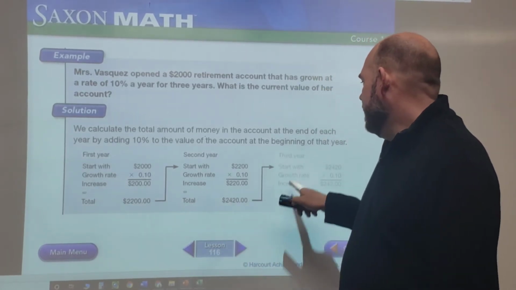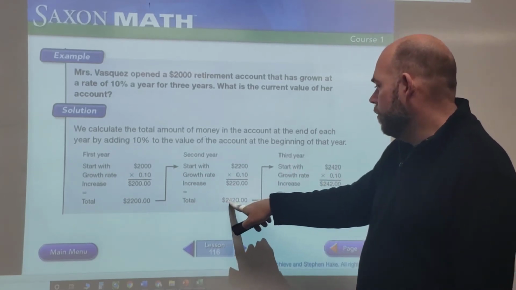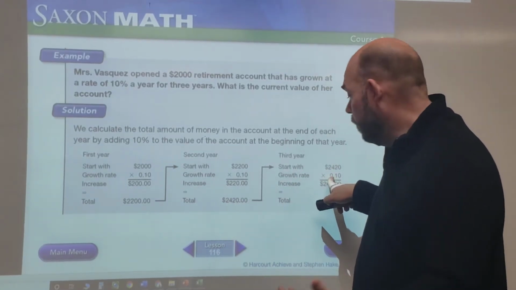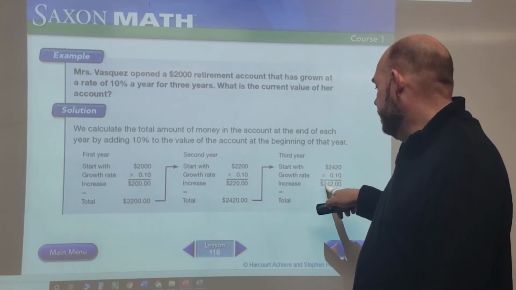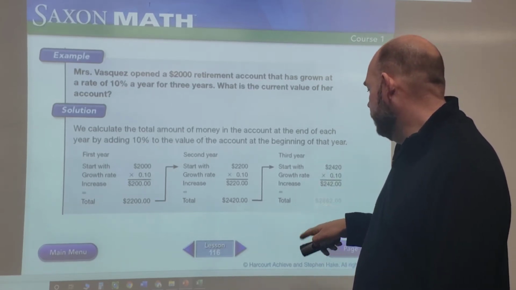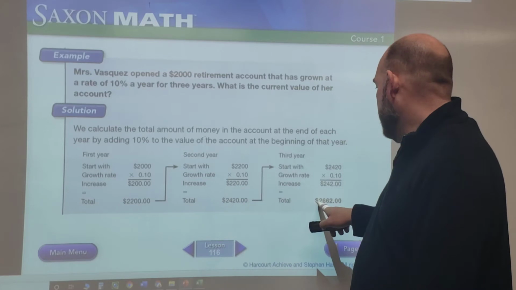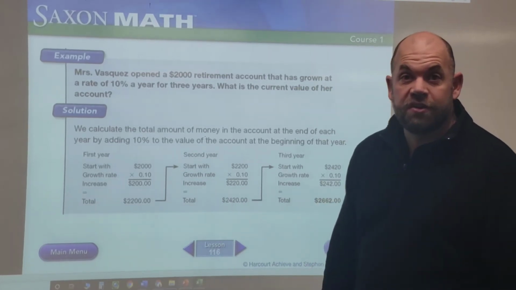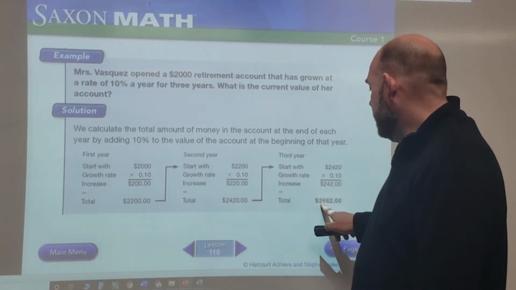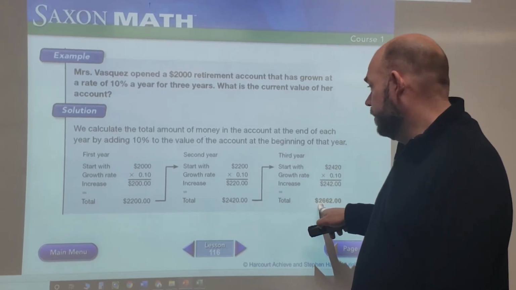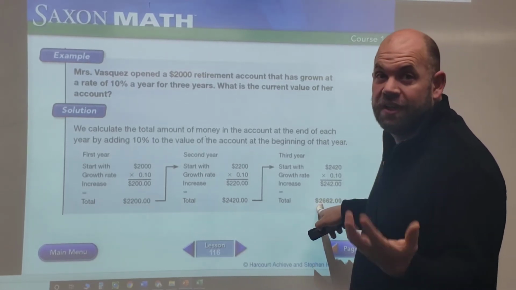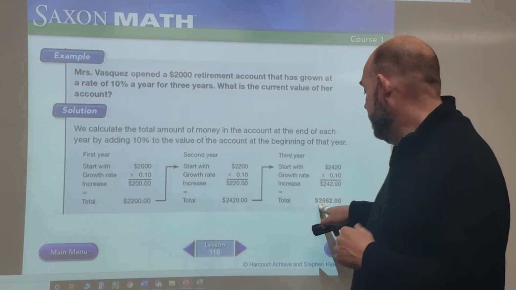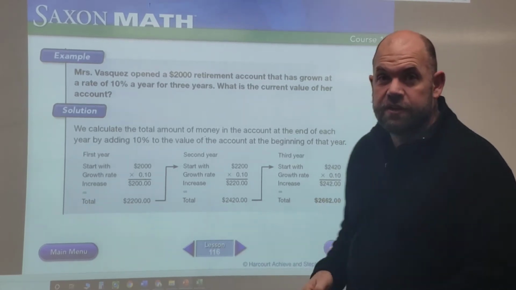All right. Then the third year, she takes that 2,420, multiplies that by 0.10 or 0.1, and she gets a $242 increase, adds that to the total, and now she has $2,662. You can see how if she'd used simple interest, she would have got $200 a year, so she would have had $2,600. But by having compound interest, now she gets that extra $62.